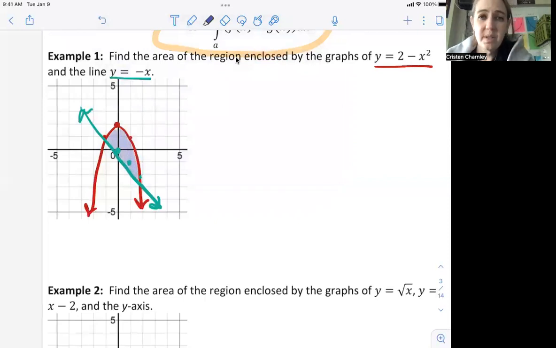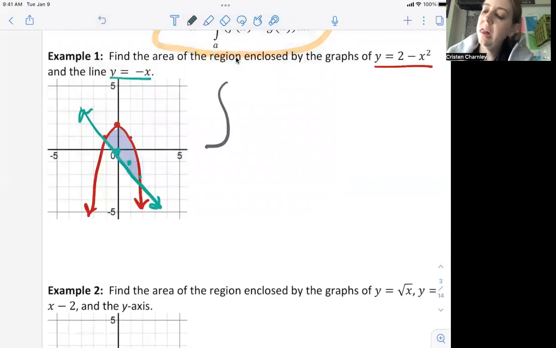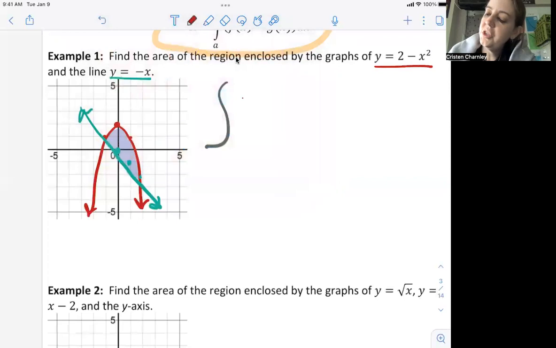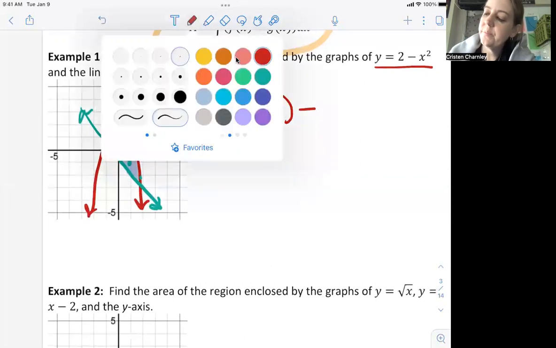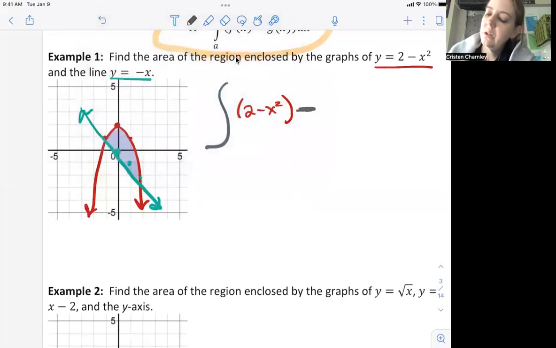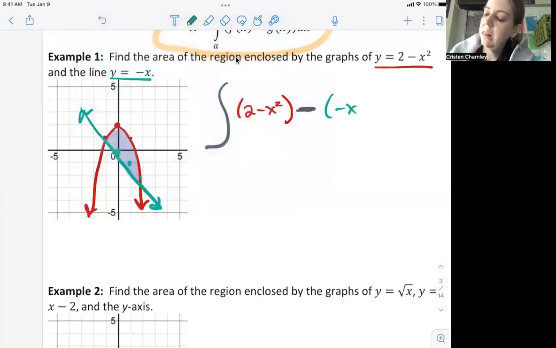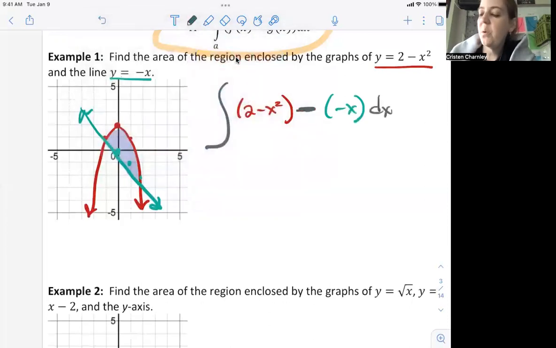So no longer are we stuck on the x-axis. So the way that you set this up, it's a definite integral. You take the function that's on the top, which is 2 minus x squared, minus the function that's on the bottom, which in this case is negative x. And this is a dx problem because the partitions go up and down. So up and down, up and down.